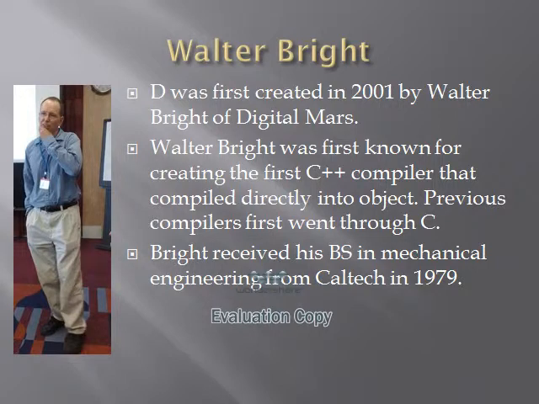D was created by a man named Walter Bright of Digital Mars, and it was first created and released in 2001. Walter Bright was very versed in C++, and he was first known for creating the first C++ compiler that compiled directly into object and then linked into executables, as opposed to the previous compilers which first compiled into C and then down to object and etc. Walter Bright received his BS in mechanical engineering from Caltech in 1979.